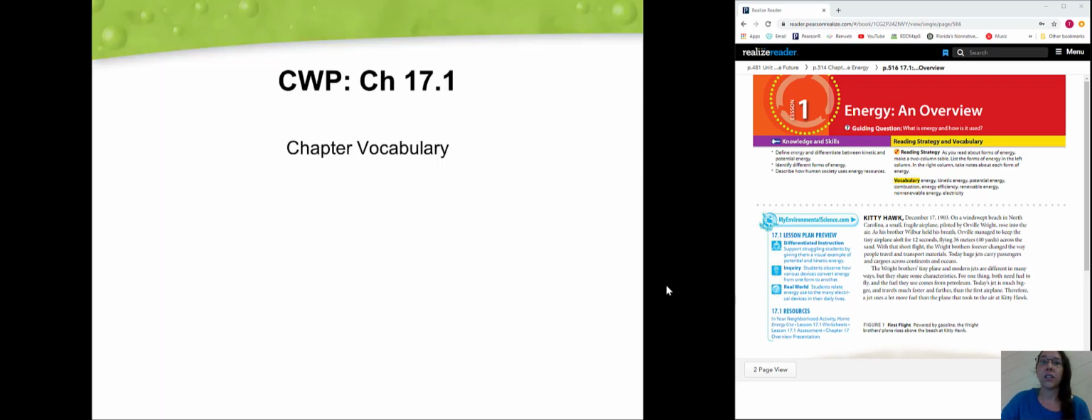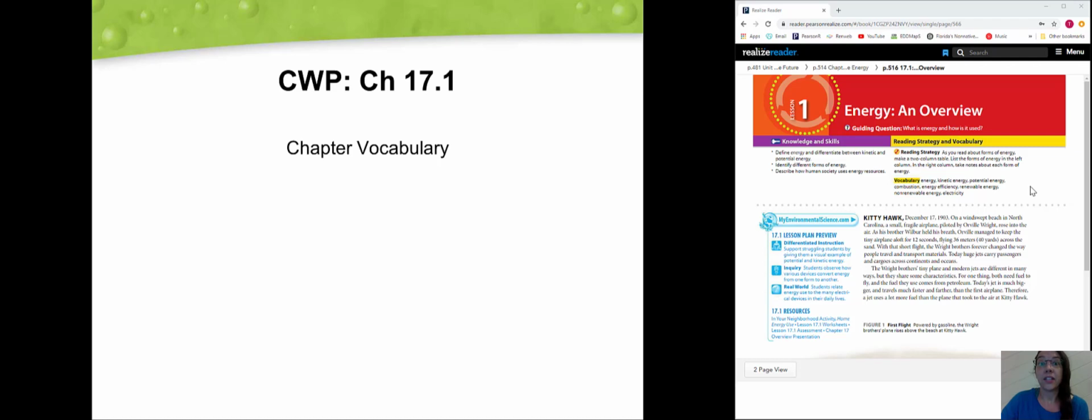But before we get started, we're going to, of course, start with a chapter vocabulary. Our vocabulary for this week is energy, kinetic energy, potential energy, combustion, energy efficiency, renewable energy, non-renewable energy, and electricity. So that will be available for you to copy over from the answer key that is posted on LMS or that you got in your email.